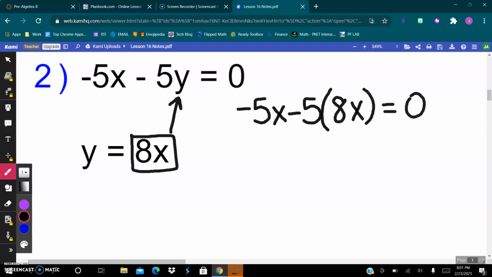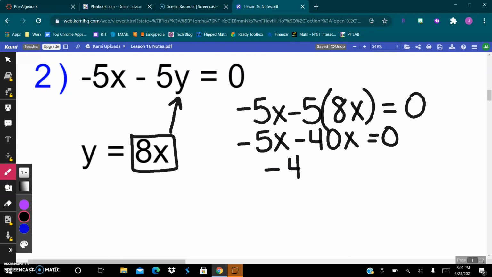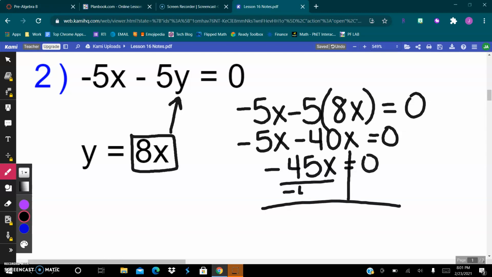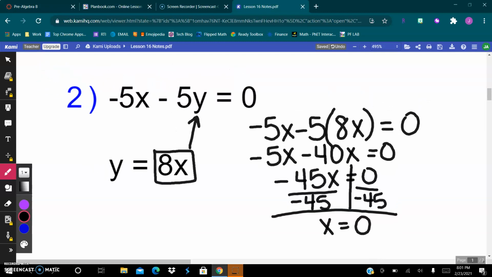Now I have to multiply those two. So this is going to be -5x. -5 times 8 is going to be -40x. Then I can combine like terms. -5 minus 40 would be -45x. And then I can divide by -45. So I have x equals 0 divided by -45 would be 0. So for my ordered pair, x is 0.